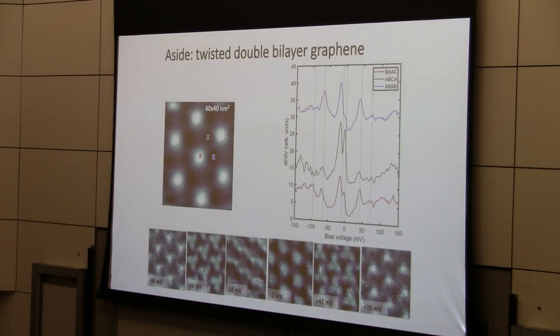Interestingly enough, this is for the experts in the audience. We have seen exactly the same behavior now in twisted double bilayer graphene, which has slightly different phenomenology from twisted bilayer graphene. Here as well, you can see this clear breaking of the threefold rotational symmetry.